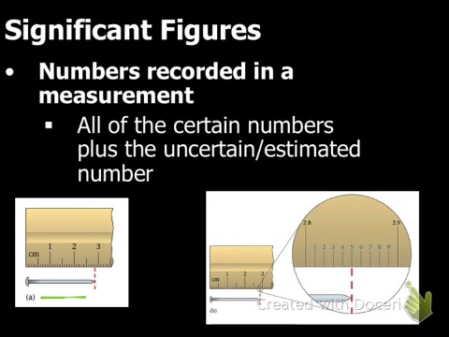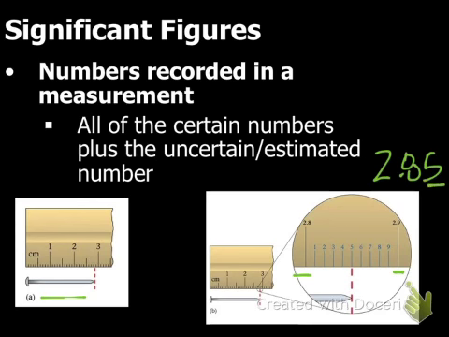If we look down here at the picture, this is between 2.8 and 2.9. We know that for certain because those are the marks on that particular ruler. What we have to do then is estimate our next digit. We know for certain it's somewhere between 2.8 and 2.9, so we know the tenths place for certain. Then our uncertain digit would be our hundredths place. So we would estimate, in this case, 2.85.